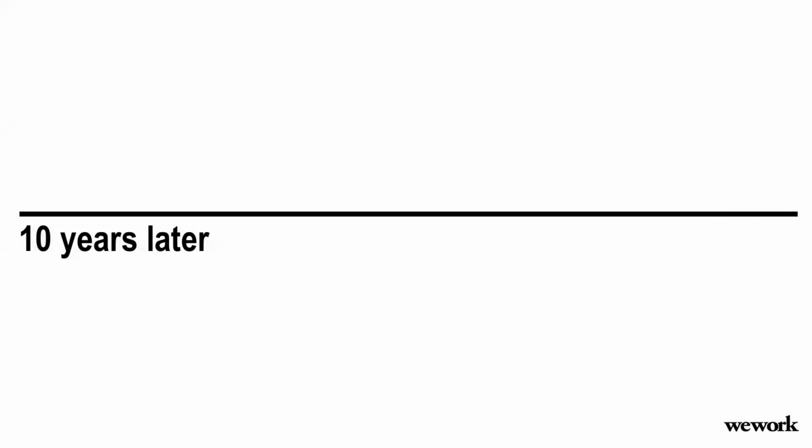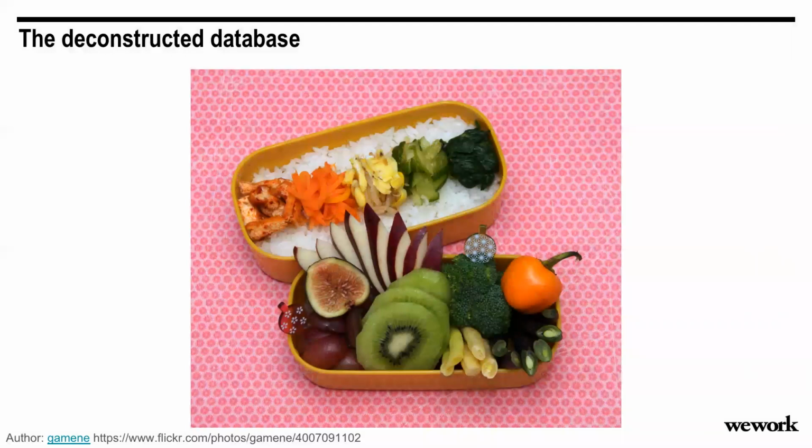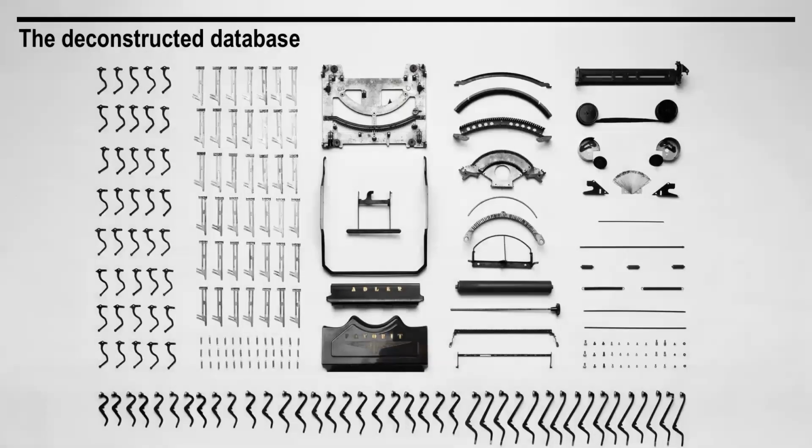So now, fast forward 10 years later, and that's where we get to what I was calling the deconstructed database. I don't know if you follow the food trends and stuff. So this is a deconstructed bento box. You get all the ingredients separately: instead of a very elaborate dish, you put all the ingredients separately on the plate, and this is a deconstructed thing. If you're more of the technical types, engineers and such, this is a deconstructed typewriter.